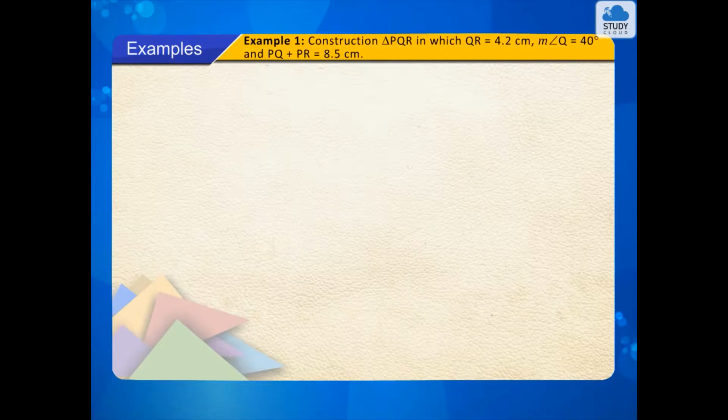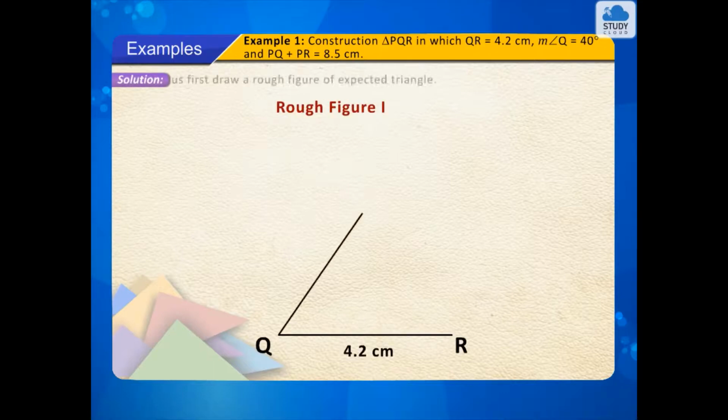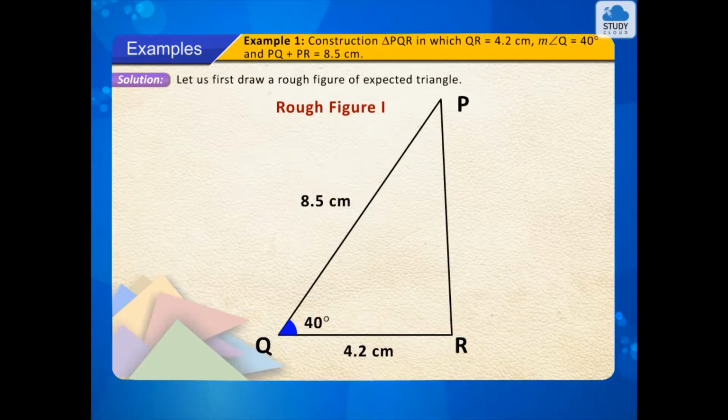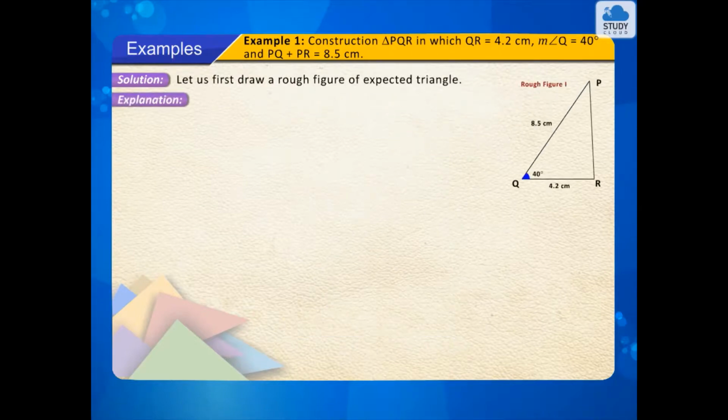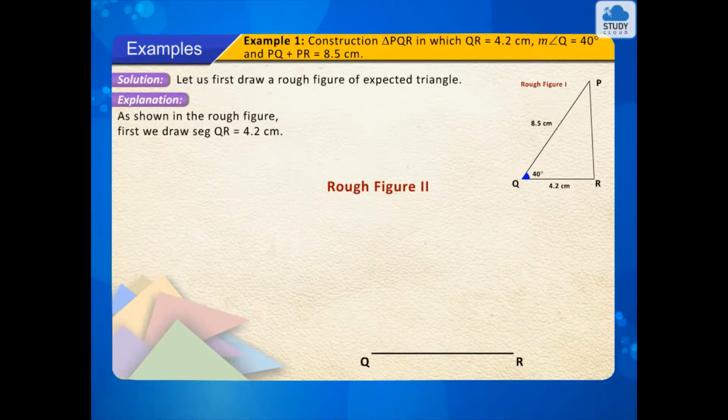Examples. Example 1. Construction of triangle PQR in which segment QR is equal to 4.2 cm, measure of angle Q is equal to 40 degrees, and side PQ plus side PR is equal to 8.5 cm. Solution. Let us first draw a rough figure of the expected triangle. Explanation. As shown in the rough figure, first we draw segment QR equal to 4.2 cm.